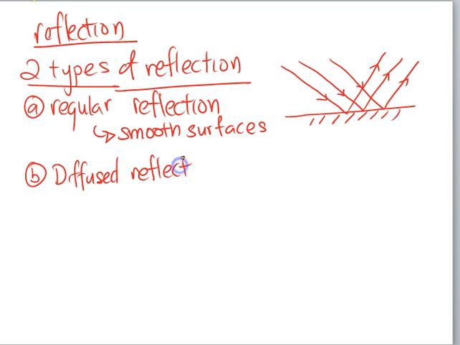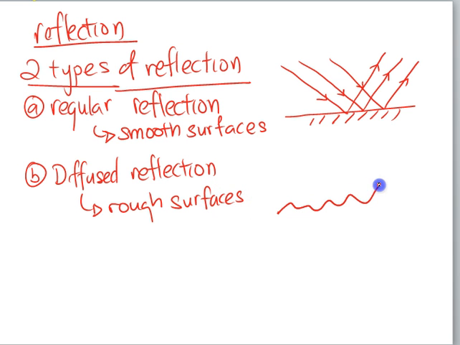Now, the second type of reflection is known as diffuse reflection. This occurs for your rough surface. So imagine if your surface looks something like this. When the light ray comes in here, it will bounce off like this. When the light ray comes in here, it will bounce off something like this. You can see that the light rays are not parallel. Although they are coming in parallel, because of the surface, the light rays are all over the place. So this is what I mean by diffuse reflection.